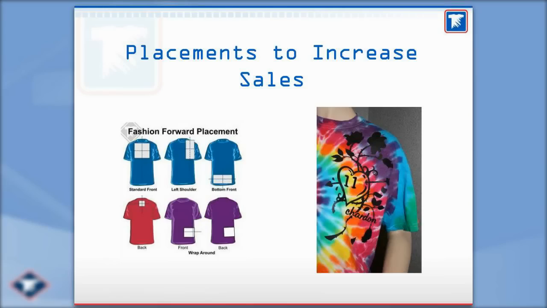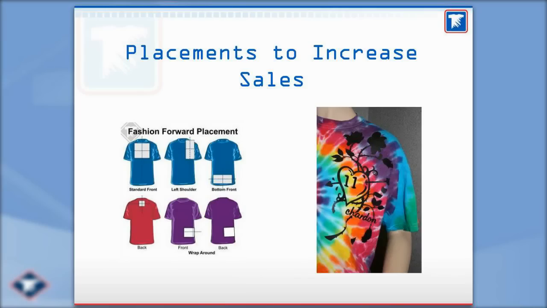The whole idea is just to get you to think a little bit about where you can put transfers other than the front of the shirts. Think outside the box. On the infographic on the left-hand side here, you'll see that you've got your standard front size, but we've also got left shoulder. That's actually what the tie-dye shirt in the picture is. It's a left shoulder design. Not so much that's important with the tie-dye necessarily. It's the placement of the heart and the flowers and all that.